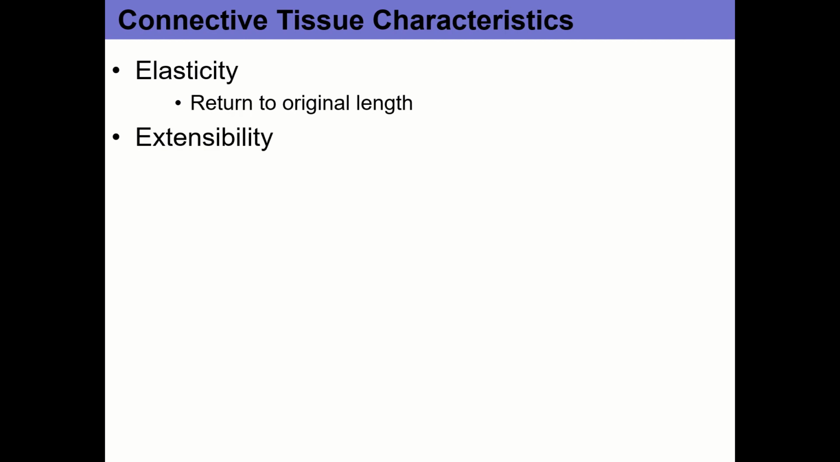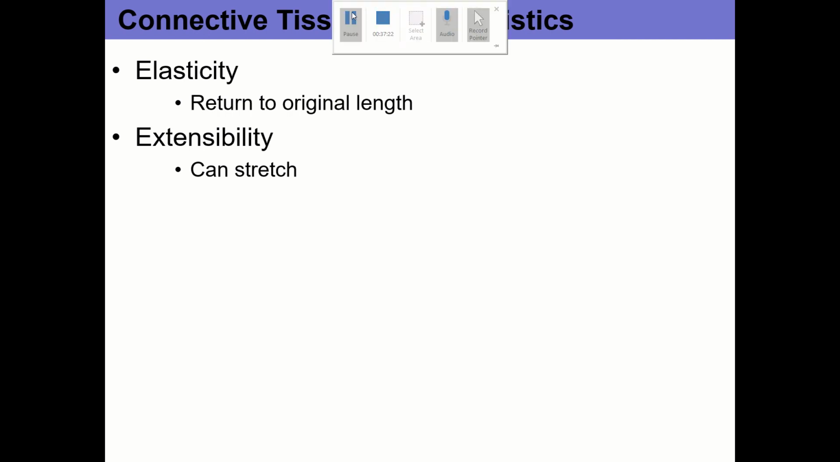The other one is extensibility, which is the capability of being stretched. We talk about that primarily in the context of things like joint capsules, ligaments, tendons, those kinds of things. But extensibility means that tissue can stretch. So connective tissue is generally capable of being stretched and then returning back to its original configuration.